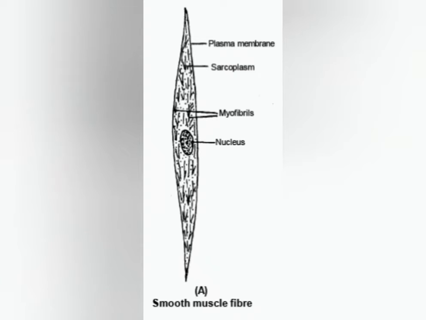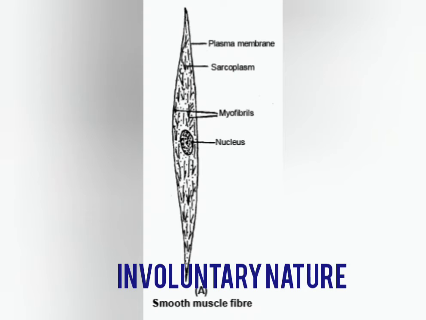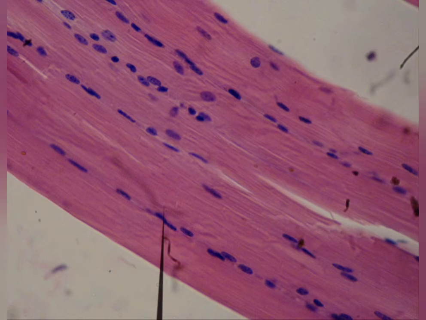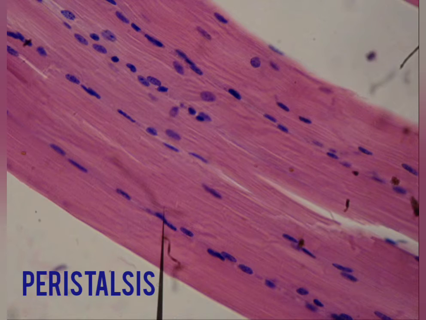Functions. Number 1. Sustained activity. Smooth muscle fibers are capable of prolonged activity as well as sustained contraction without getting fatigued. Number 2. Involuntary nature. They are not under control of willpower but work as per requirement of the body. Number 3. Peristalsis. By their activity, unstriped muscles produce a wave of rhythmic contraction and expansion in the alimentary canal.